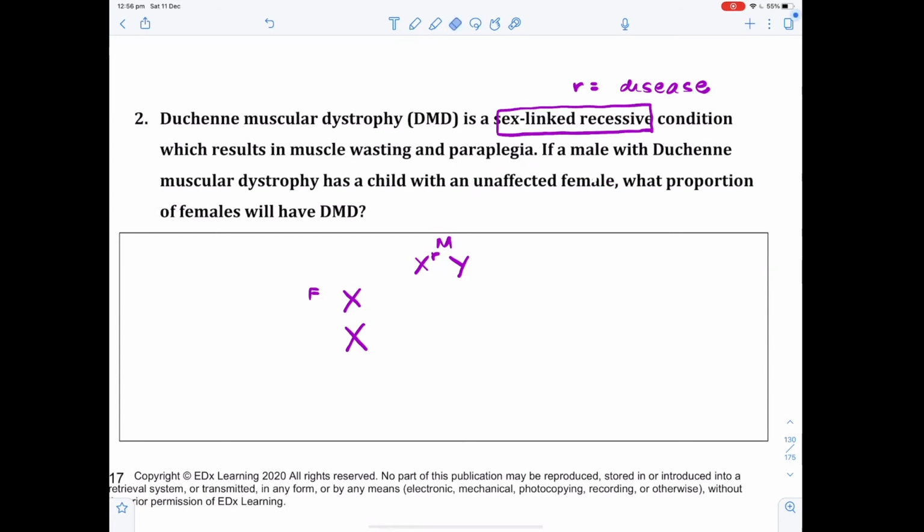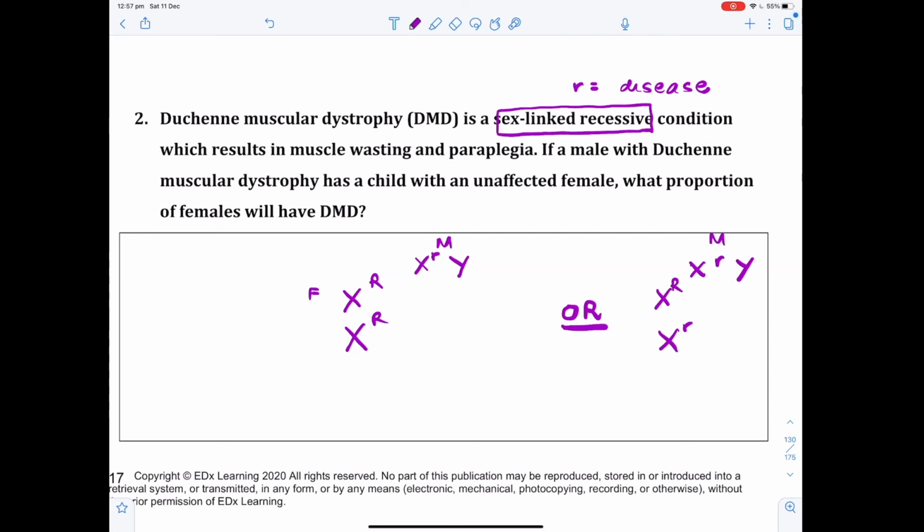Okay. Pause for a moment. This is where you have to read between the lines. She's unaffected. Does that mean she's capital R, capital R? Does it necessarily have to mean she's capital R, capital R? What could she be? Yeah, or an equally likely situation is where she is capital R, little r. Equally likely.